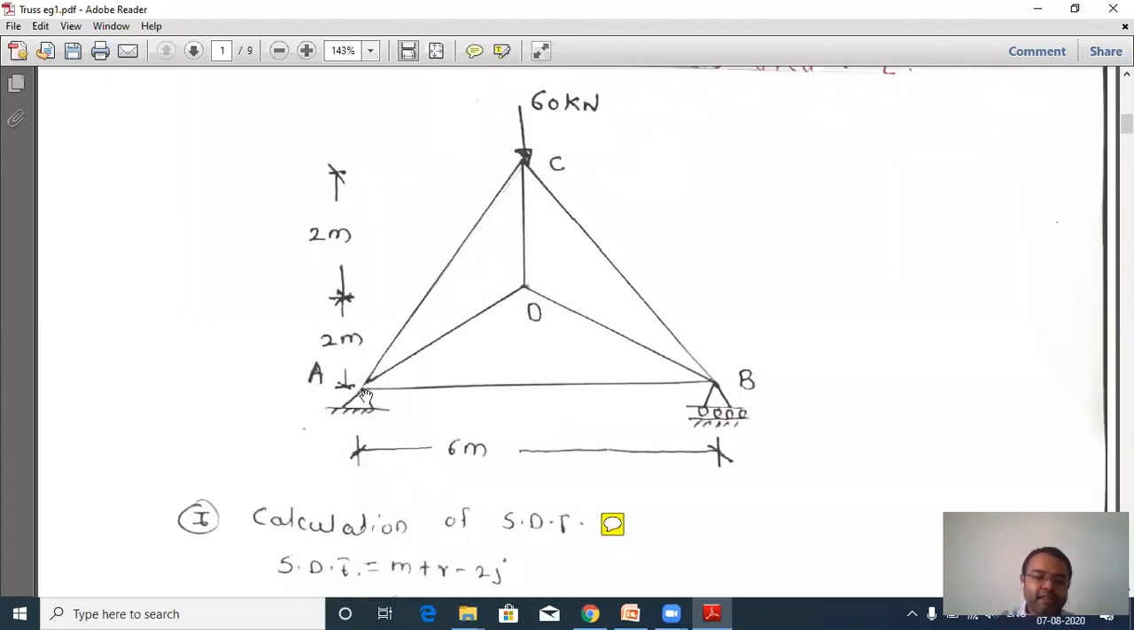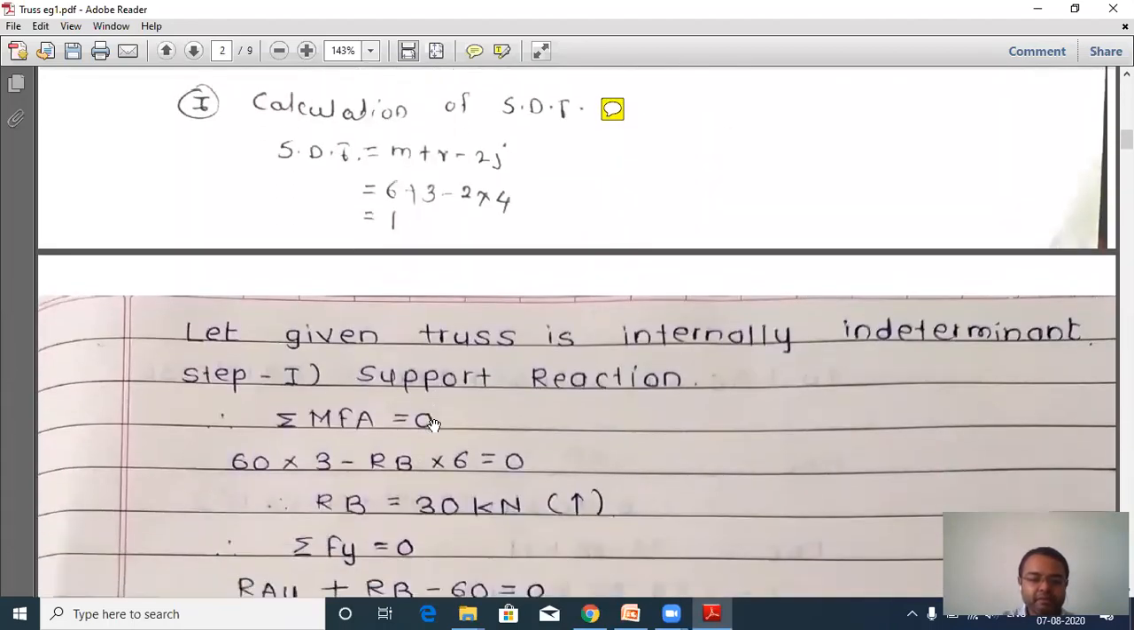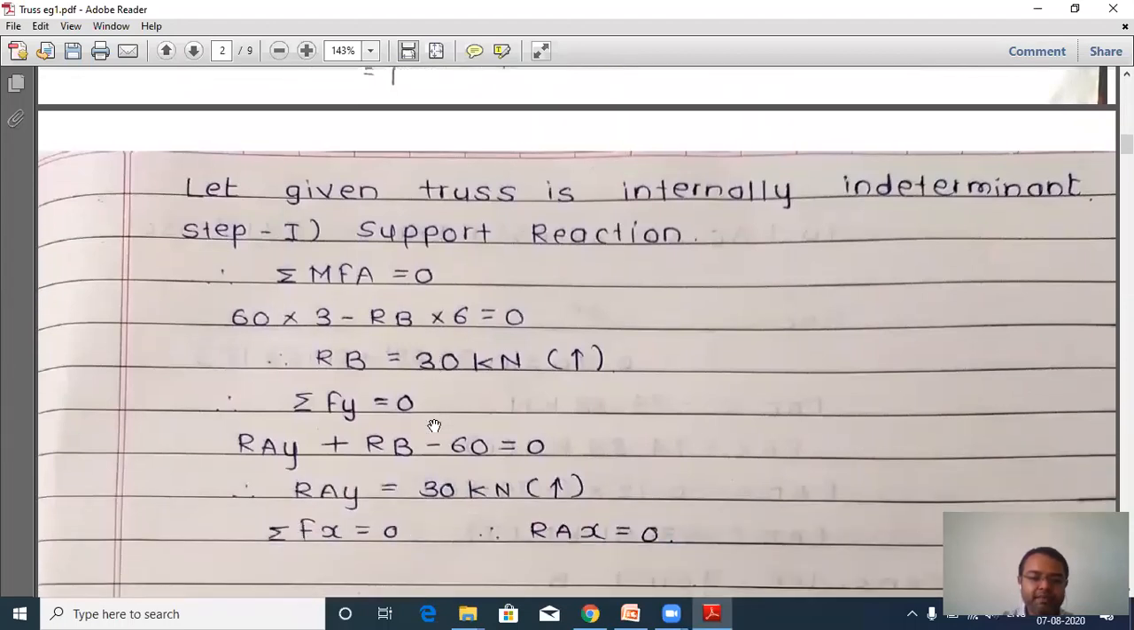How to find that? Just take a moment at A, and we'll get reaction RB. Next, apply summation Fy equal to 0, that is another equilibrium equation, and we'll get reaction RA. We have done the same thing over here. We have taken moment at A, that's why we have got the reaction RB as 30 kilonewton acting in the upward direction. Apply summation Fy equal to 0, and we are again getting reaction RA as 30 kilonewton.